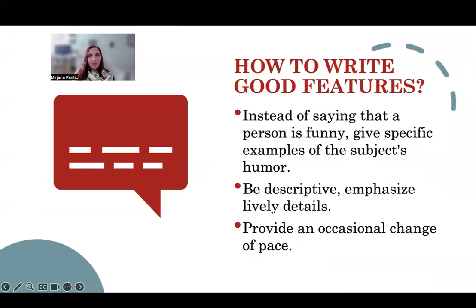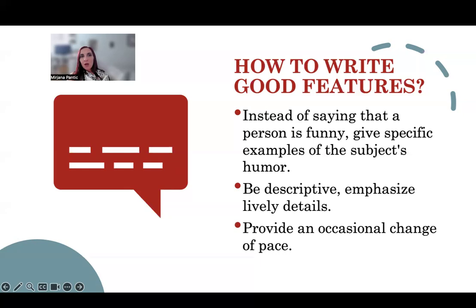What are the most important things to know when writing feature stories? How to write good features. For example, instead of saying that a person is funny, give specific examples of the subject's humor. How do you do that? You can quote them. You can quote the joke that they made, or you can describe something funny that they did. So just include that description. Don't just say he's a funny man. You can say he's a funny man and then provide an example of their humor. Be descriptive, emphasize lively details.